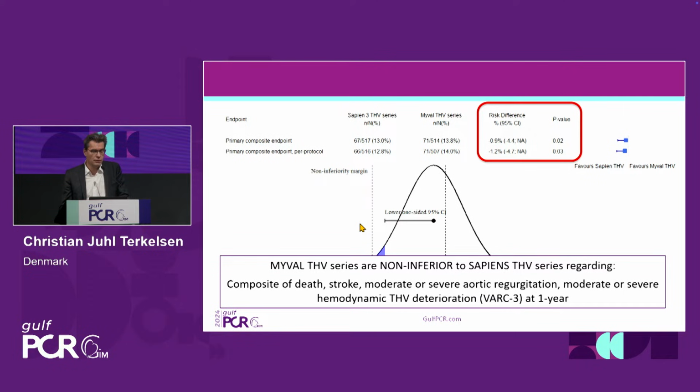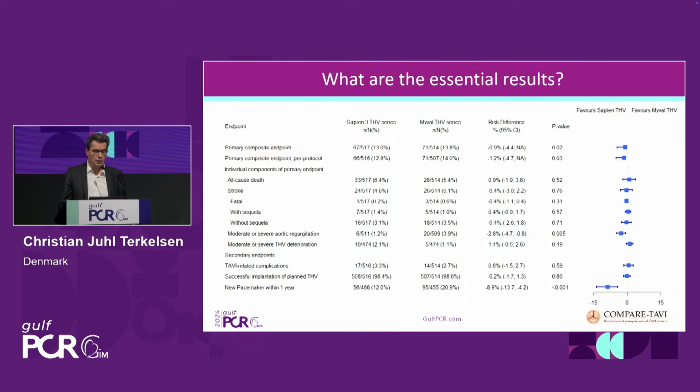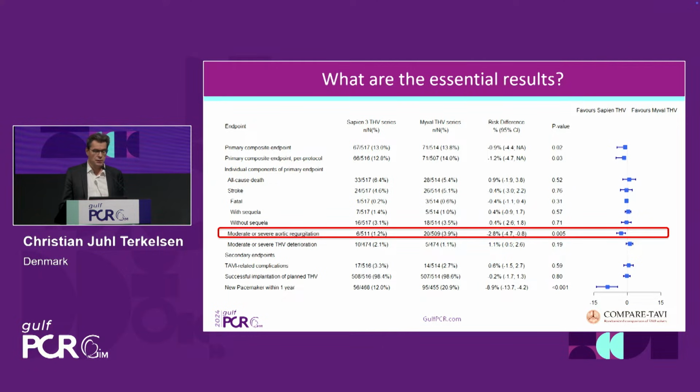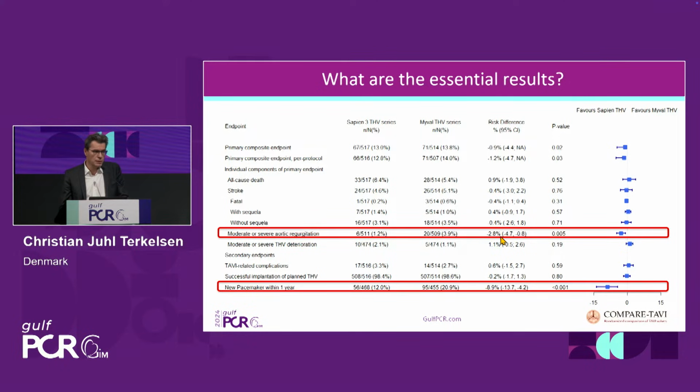So we conclude that Myval THVs are non-inferior to SAPIEN regarding the composite endpoint of death, stroke, moderate or severe regurgitation, and moderate or severe valve deterioration at 1 year. If we look at the individual components of the primary endpoint and also the Bonferroni-corrected secondary endpoints, we see that the number of patients with moderate or severe regurgitation was very low in both groups, 1.2 and 3.9%, but overall it was in favor of SAPIEN, which also was the case for primary pacemaker implantations.